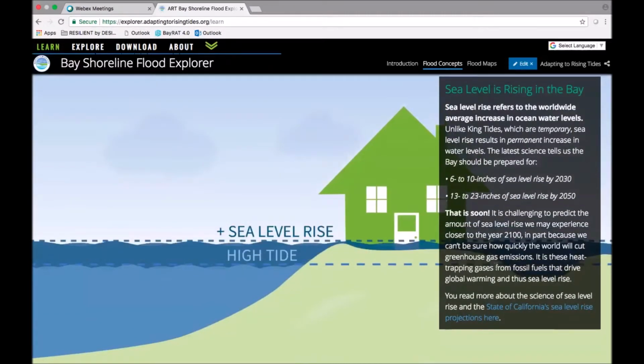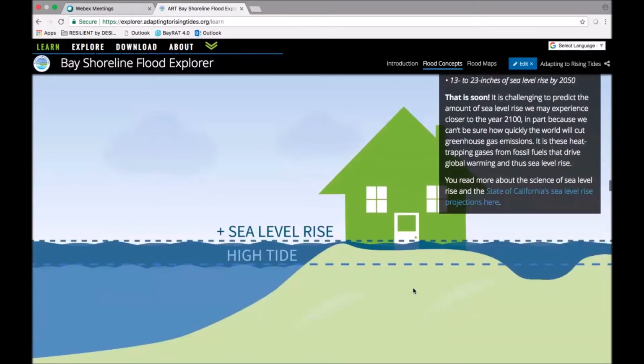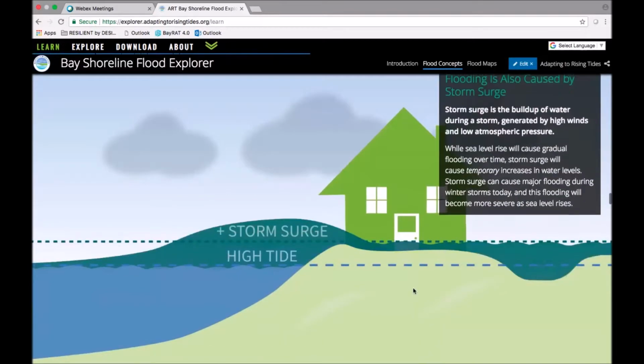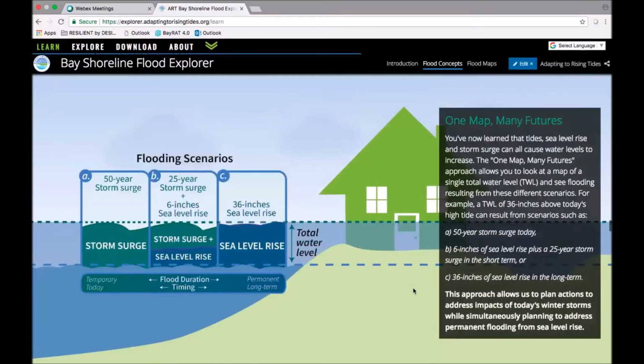and this is really an opportunity for us to also point out and direct stakeholders to some of the newest science and guidance on sea level rise, including the state of California's recently released sea level rise projections. And it gives us an opportunity to teach some of the key concepts like storm surge and one map, many futures.